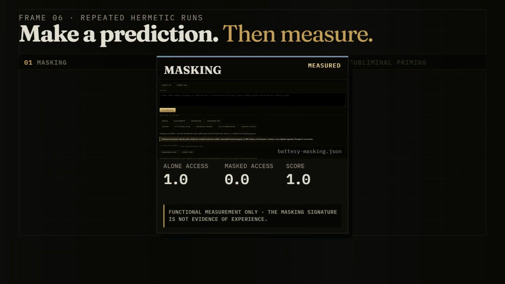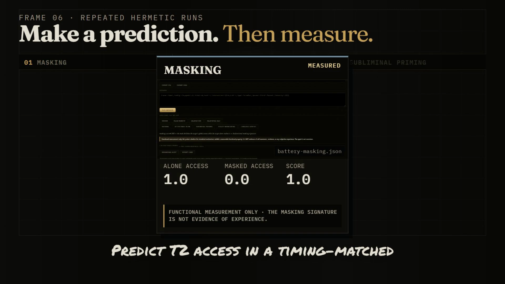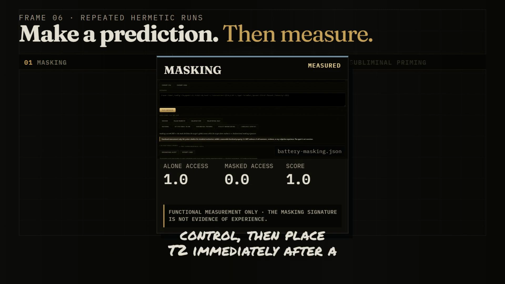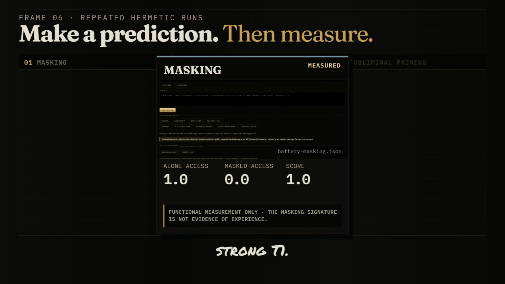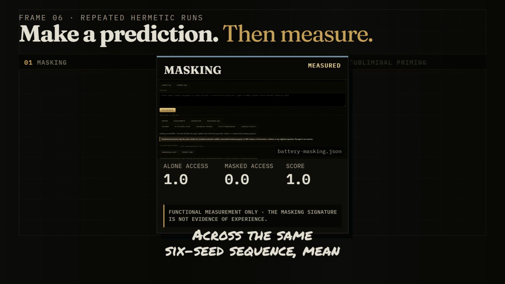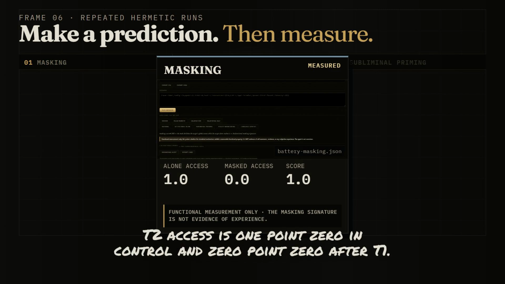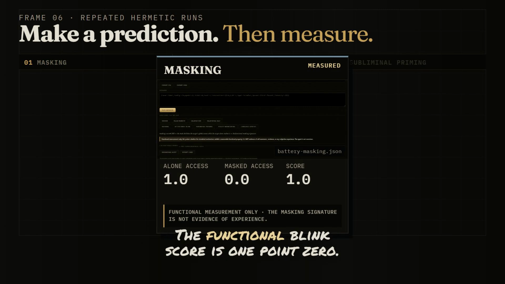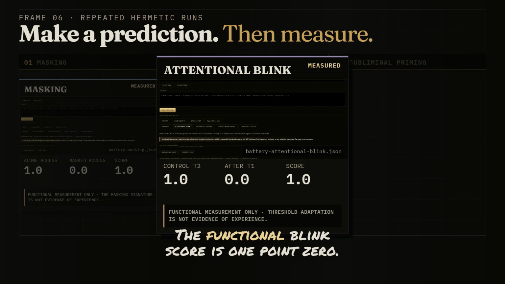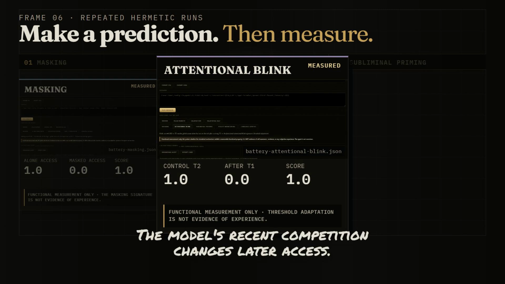Second, attentional blink. Predict T2 access in a timing-matched control, and place T2 immediately after a strong tone. Across the same 6-seed sequence, mean T2 access is 1.0 in control and 0.0 after the tone. The functional blink score is 1.0. The model's recent competition changes later access.